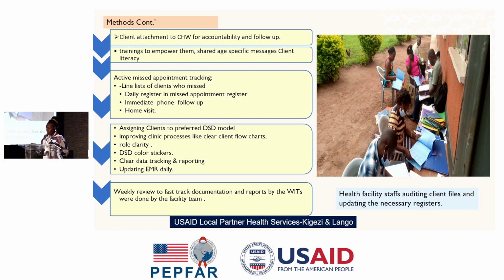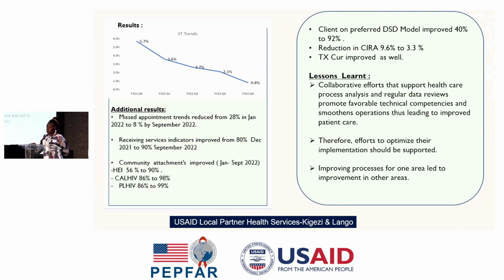The other picture is showing what we did at the inception of the intervention mix: we had to review all files by site for the 30 sites to confirm whether this is an IIT client or just a documentation issue before we embarked on the interventions. So over the 4 quarters, our interruptions in treatment have reduced from 5.7 to 0.8, which is actually below the national target of 1%.